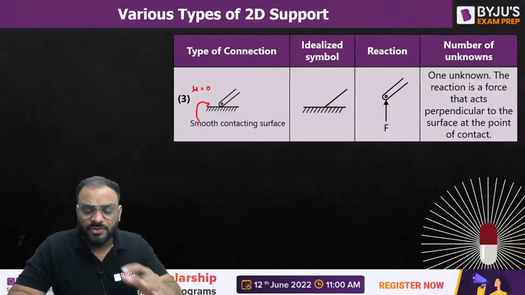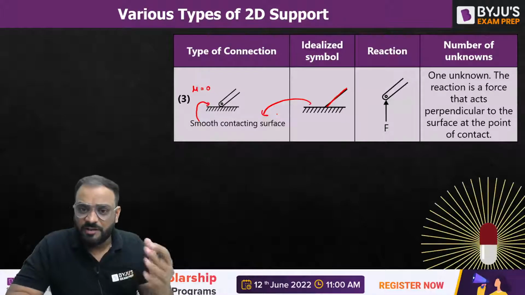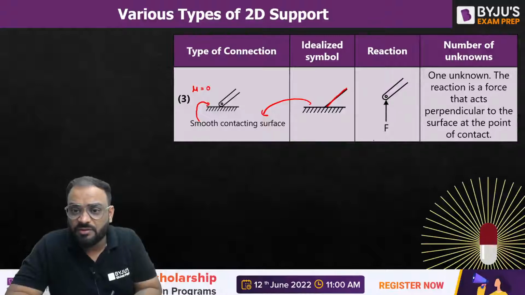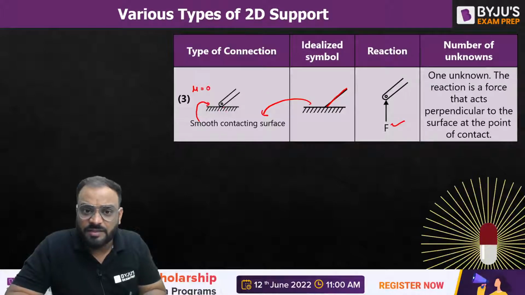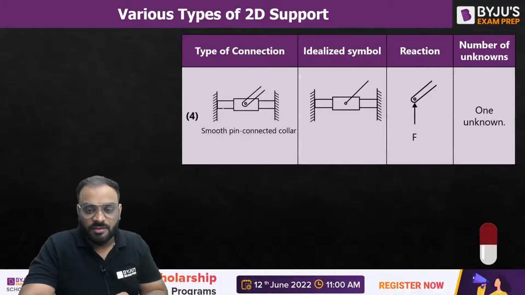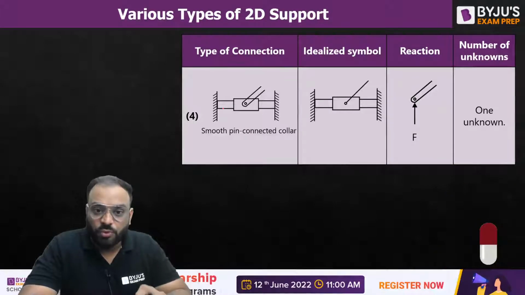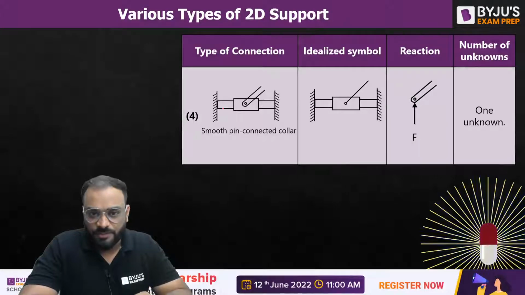right? So in this case also you can see here, guys, this is our member which is placed over a smooth surface which doesn't have any kind of friction. So definitely it will have only one vertical reaction, which is to be like this, right? So this is the vertical reaction which is developed at this particular support. Clear? Okay. The next type of support which we have is known as smooth pin connected collar.